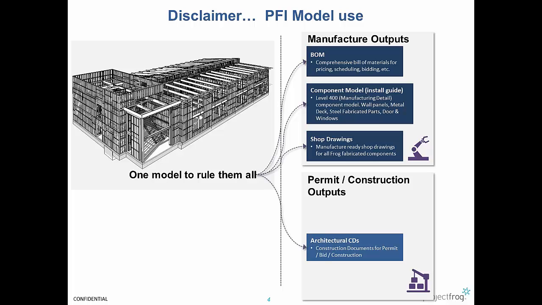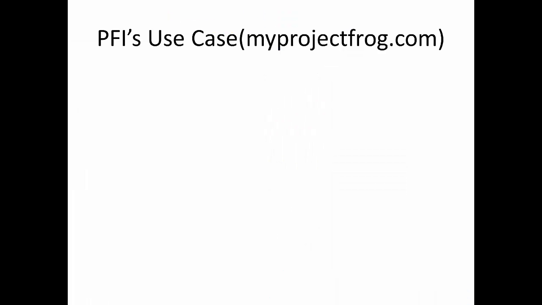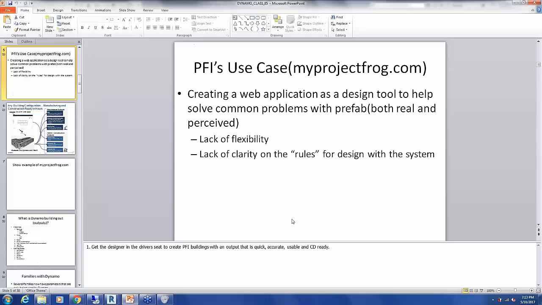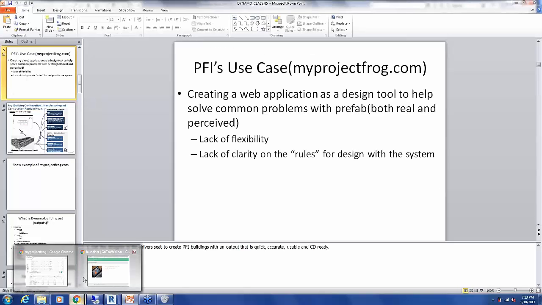We are not always the architect of record, so we create an architectural model for our AOR to utilize and create construction documents from. And then we sign and seal our structural drawings, so we also create a structural model. But what we do is we create one model for all this, and then pieces of this model are just extracted, and then we use those models for all of these different things. So, my use case. Let me show you what we're looking at here.